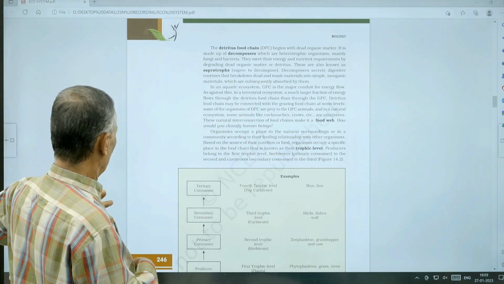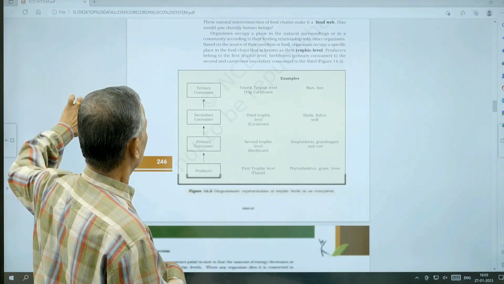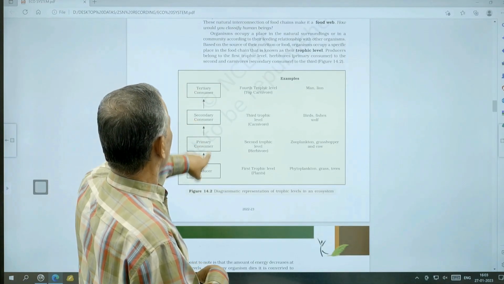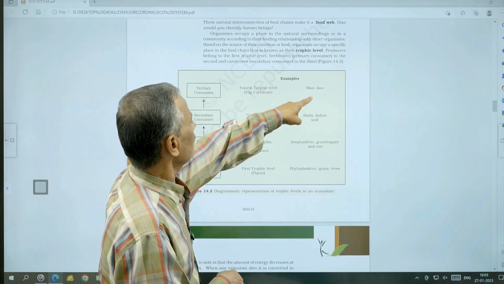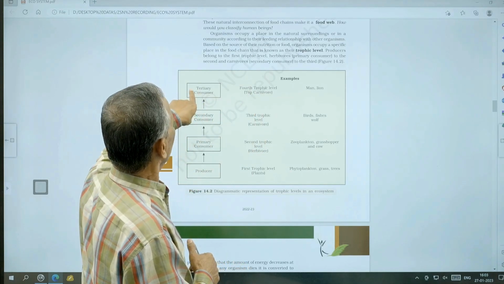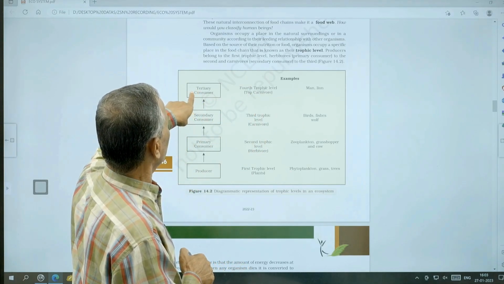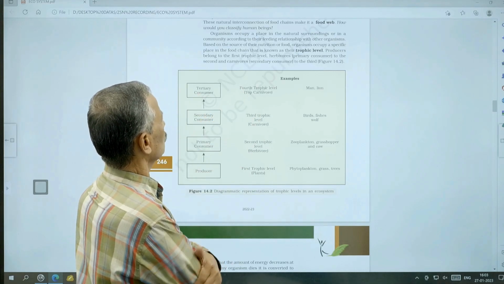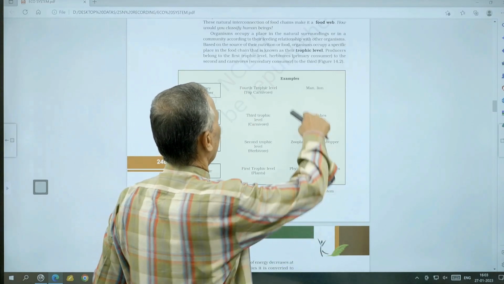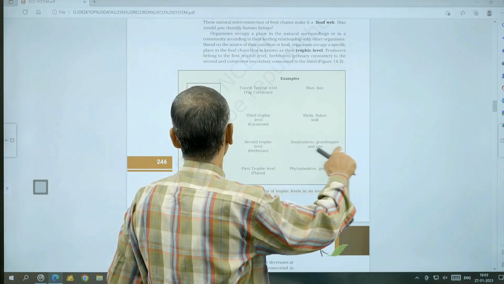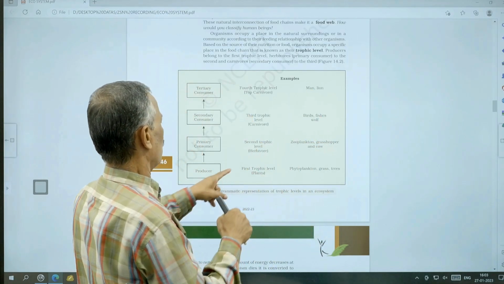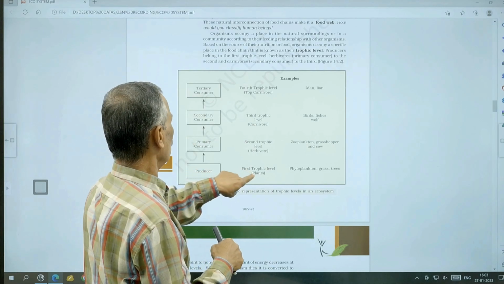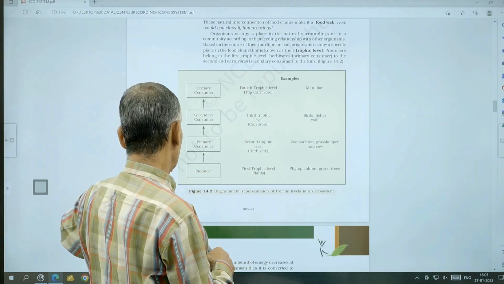So you have the different food chains. And here man will be a tertiary consumer occupying the fourth trophic level, but you can have man in any other level except for the first trophic level. Only plants, the autotrophs, can be in the first trophic level.